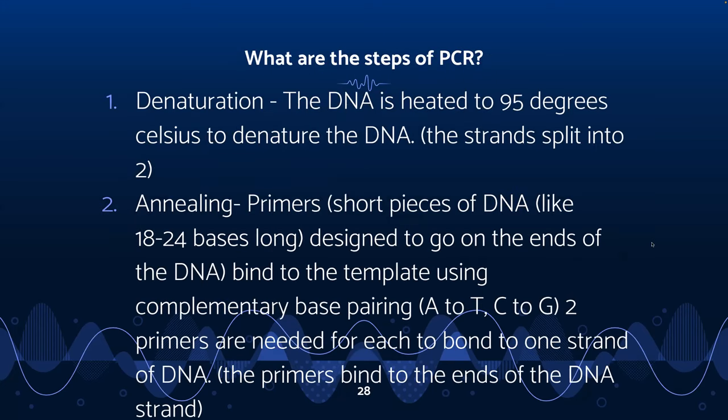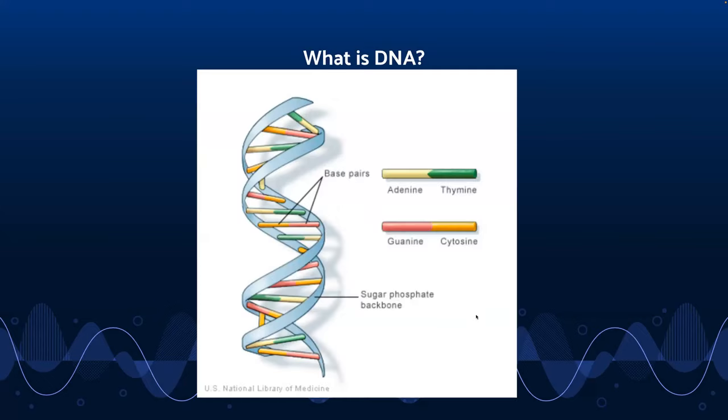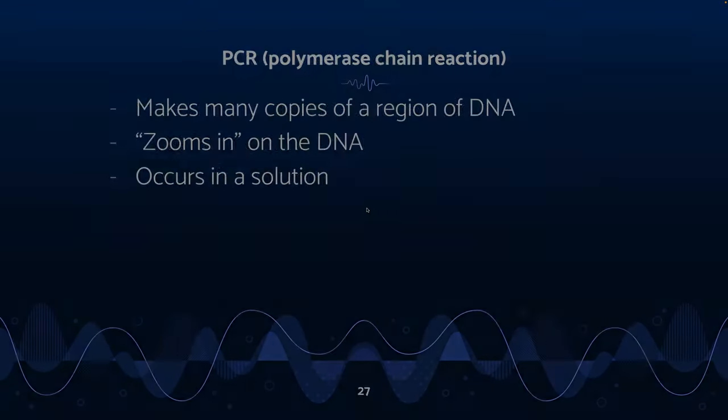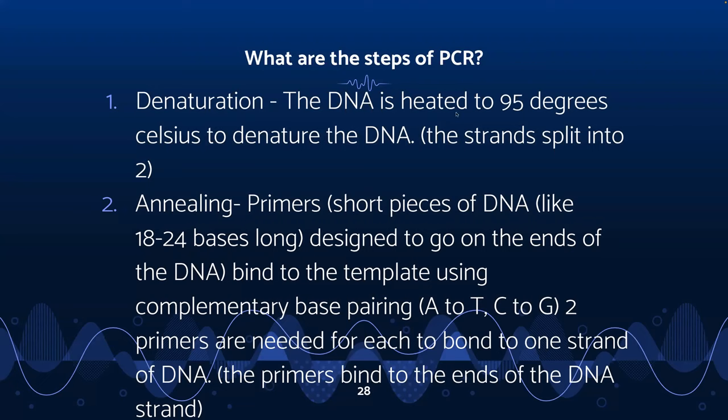So what are the steps of PCR? First there is denaturation. At this stage, the DNA is heated up to 95 degrees Celsius to denature it. What this means is, I'm going to go back and show you that picture of DNA again. As you can see, there are two strands of DNA, and each strand has its own bases, nucleotides. Between them, they bond together. So when you denature it, it will split into two.